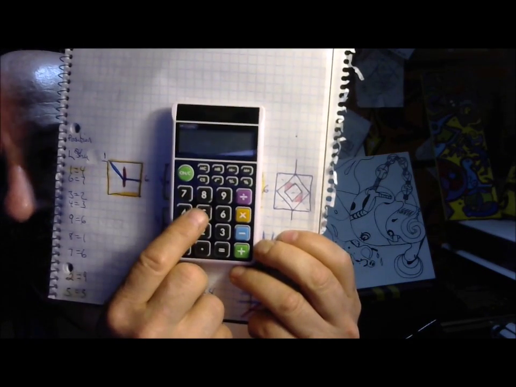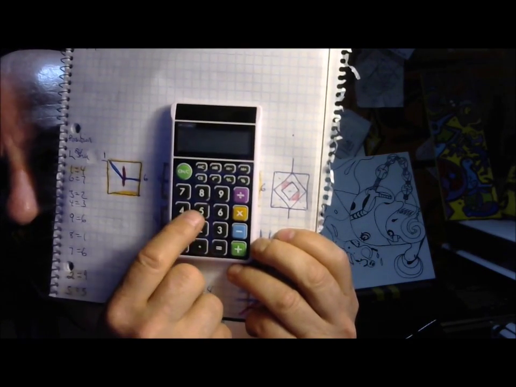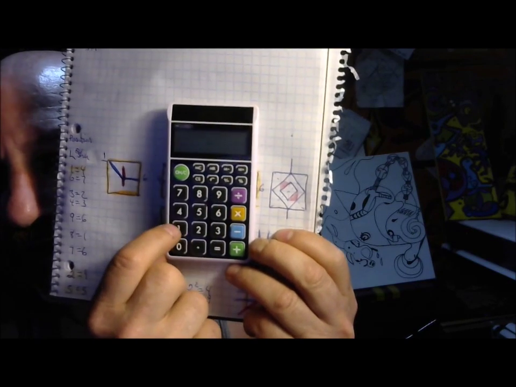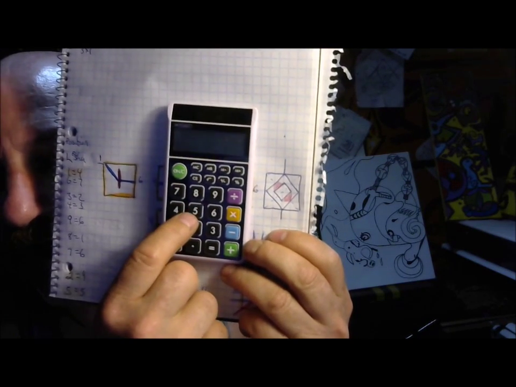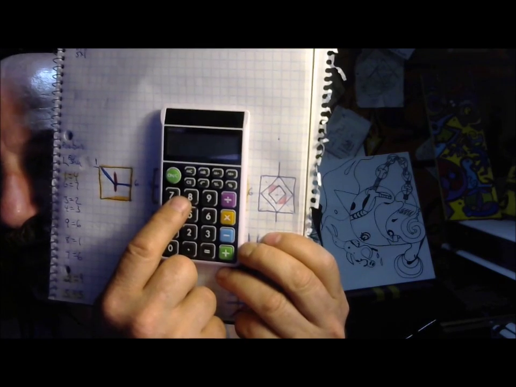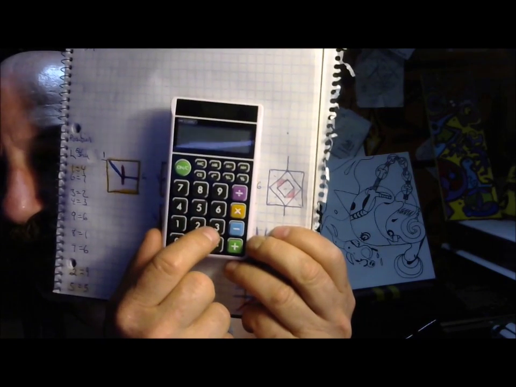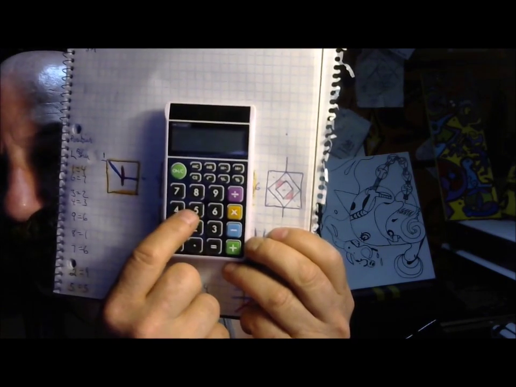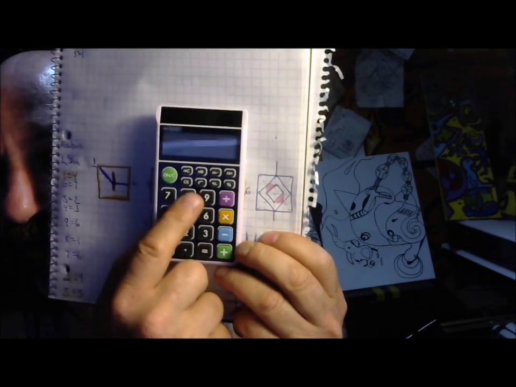Hold on. 7, 5 is 12. 14, 15, 16. And 5, 21, 30. 30 and 1, 31. And 5, 36. And 8, 44. And 3, 47. But I pass through this up, and then I pass through this down, so make it 52.